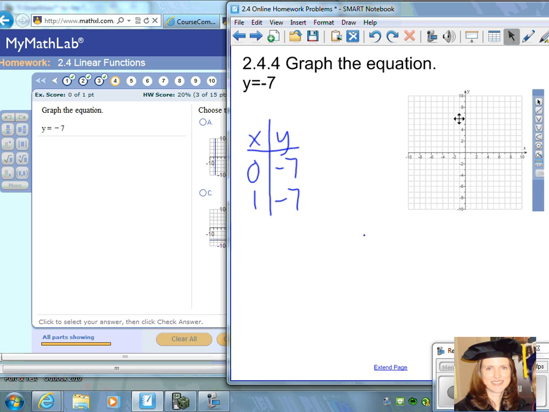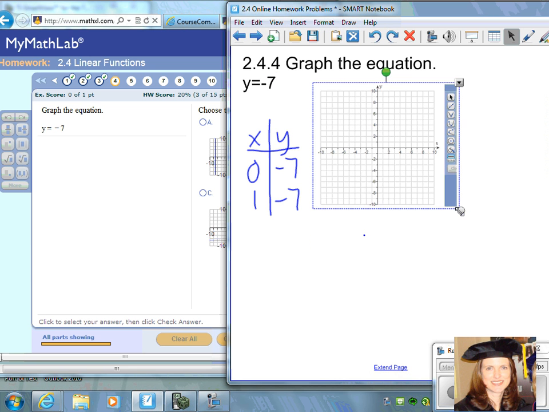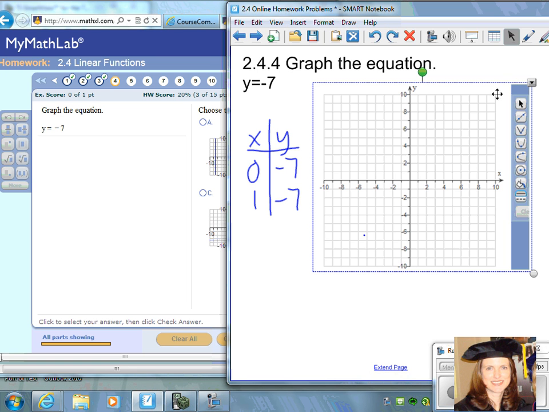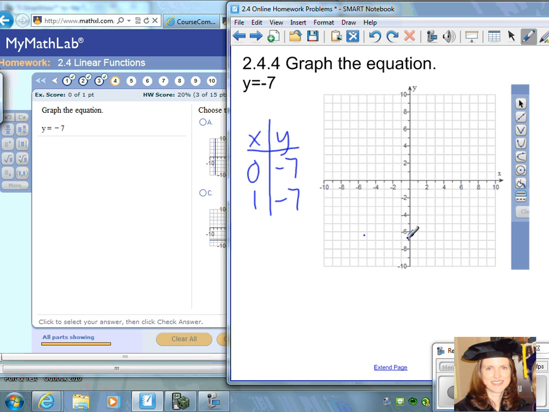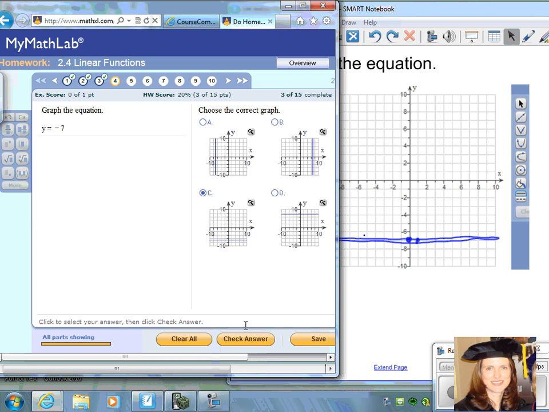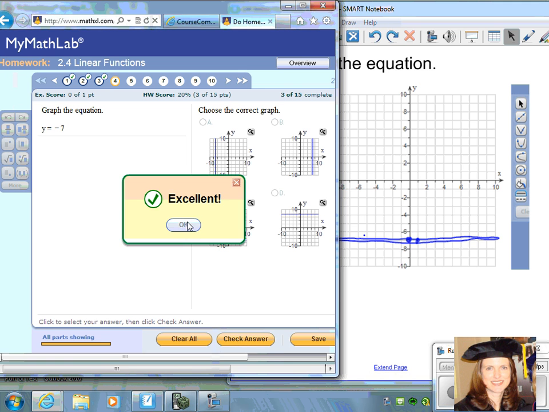What this graph looks like when we sketch it is that we are going to plot a point at 0, -7, and plot a point at 1, -7. This line only has a y in it, so it's only going to cross through the y-axis. It's not going to cross through the x-axis, so it has to be a flat line that goes through -7. When we check our answer, that looks like choice C, and we are done.